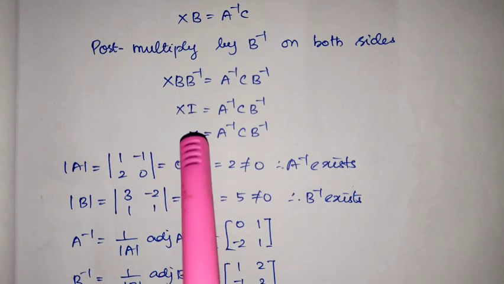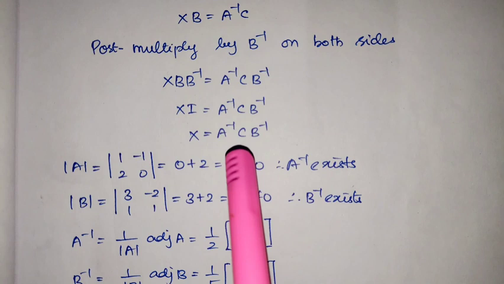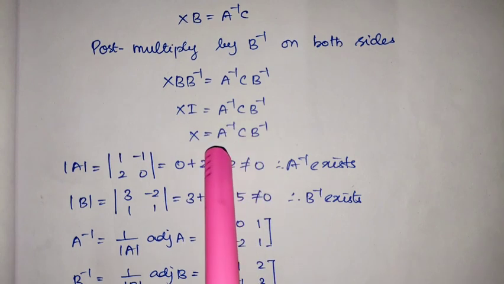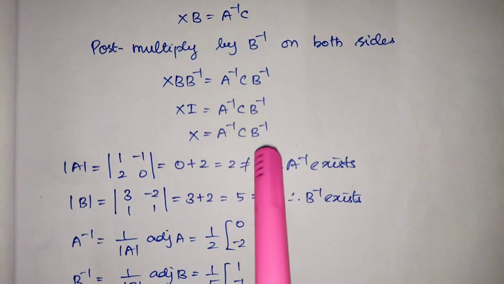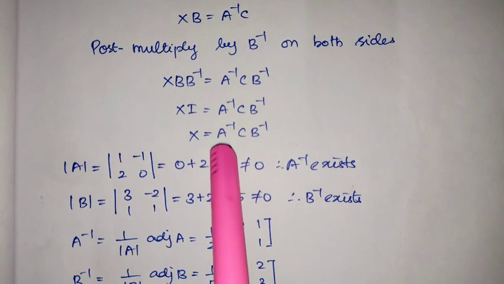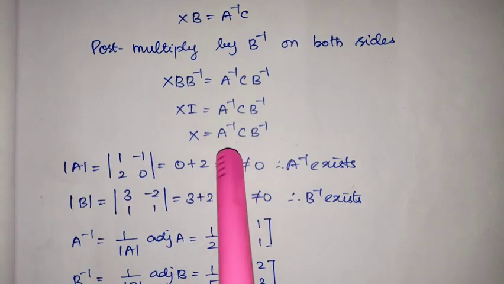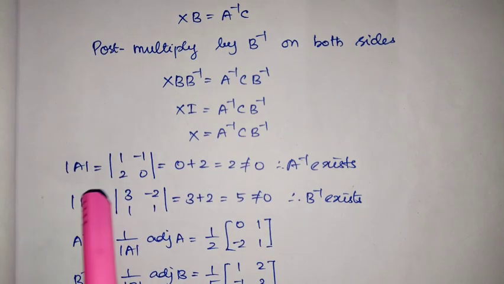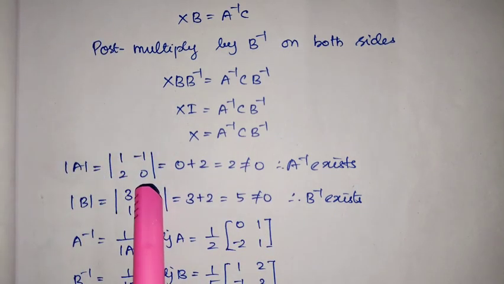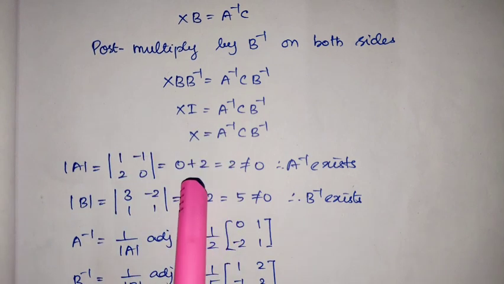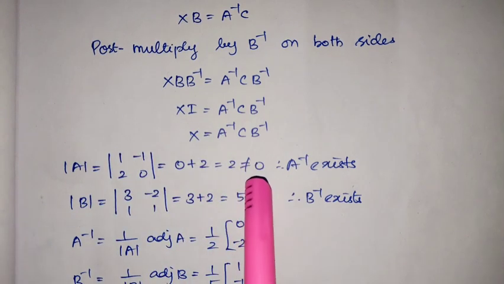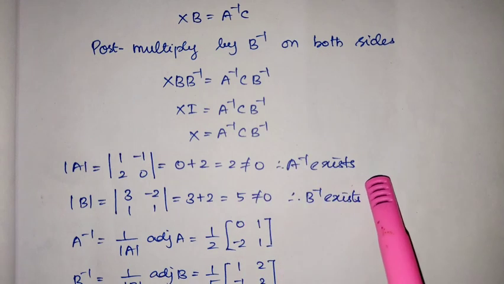So to find X, what we have to do? First multiply C with the A inverse. Then with that matrix multiply B inverse. So first we have to find A inverse and B inverse. So to find A inverse, we have to find determinant A. So determinant of that matrix, 1 into 0 is 0, minus 2 into minus 1 is minus 2, which is plus 2, which is 2, which is not equal to 0, so A inverse exists.